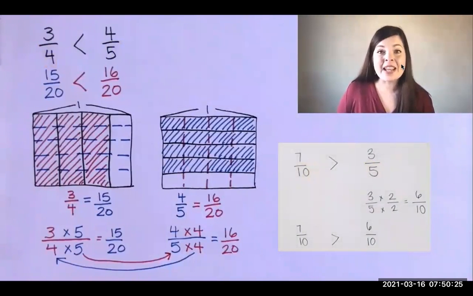Well, when the denominators are related, since one denominator is already a factor of the other one, we just have to rename one of the fractions with the denominator of the other fraction. Then we have common denominators or like units. But when the denominators are not related, to create common denominators, we have to rename both fractions with the same denominator. We just have to find a number that both denominators are a factor of.